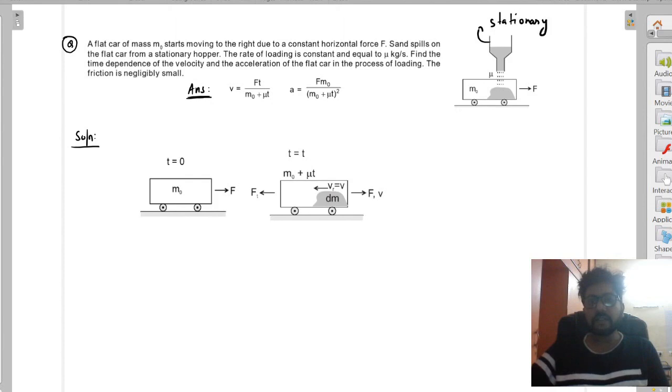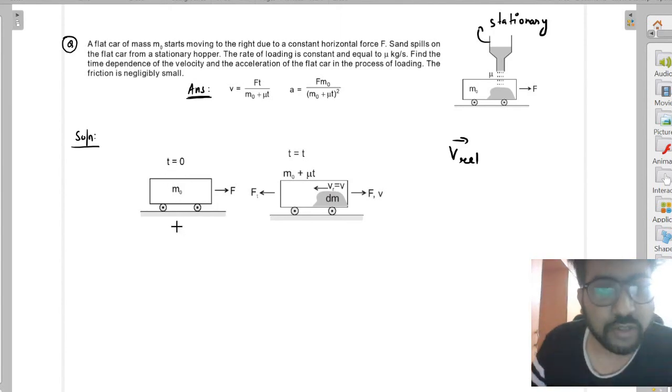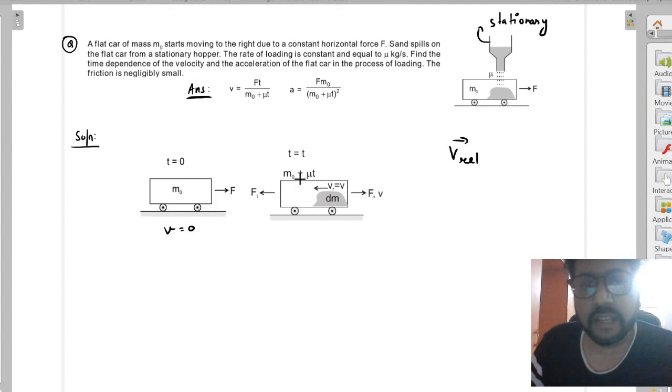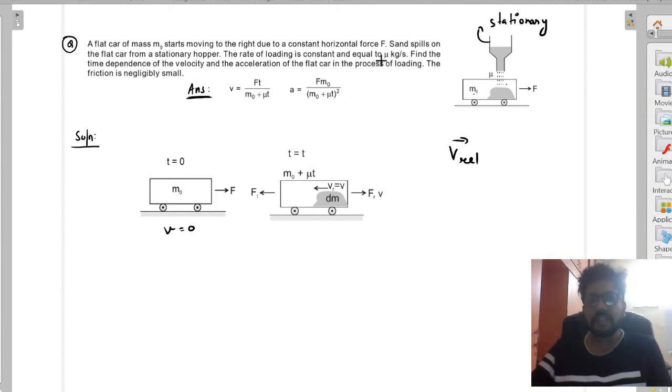This is stationary. So now in this question you can see that the mass is getting added. So first of all we will write V relative. What is V relative? At t equal to 0 the velocity is 0. But at t equal to any time t, the mass of the system has become equal to m naught plus mu t, because mu is linearly increasing. Okay, because it is given that the rate of loading is constant.